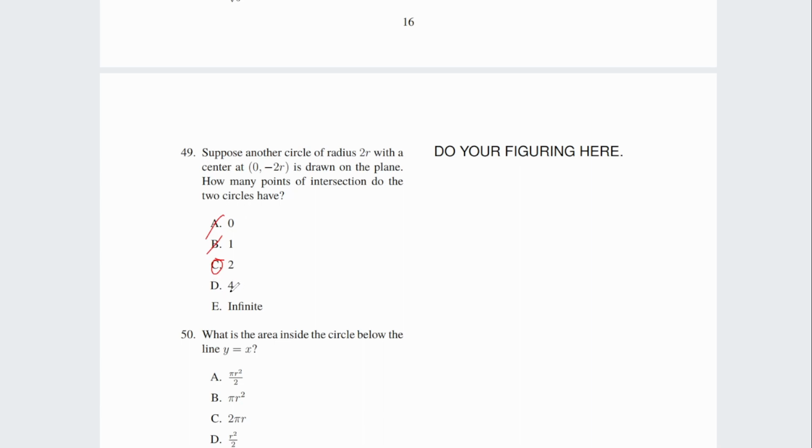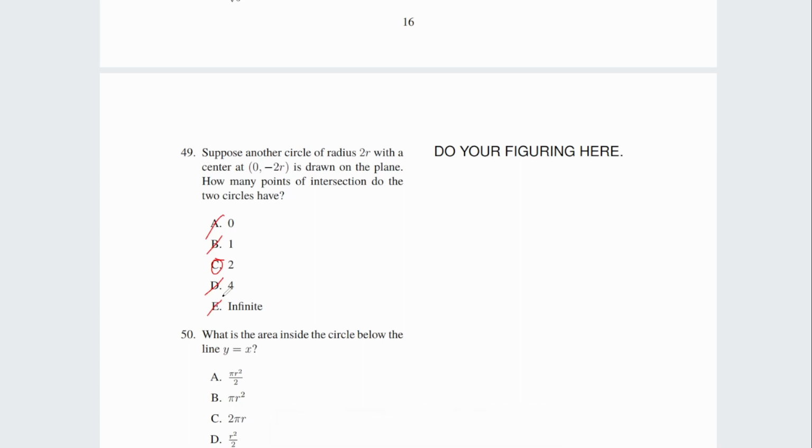Four points of intersection is impossible. If you think about how two circles could lay on top of each other, you can have 1, 2, or infinite points of intersection. You could not have 4 points of intersection among two circles. And infinite would mean that they're the same circle. And they're obviously not the same circle because they have different centers and they have different radii. So infinite also can't be there.